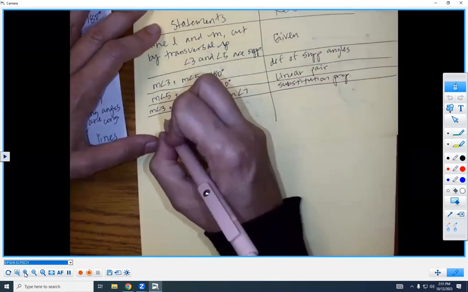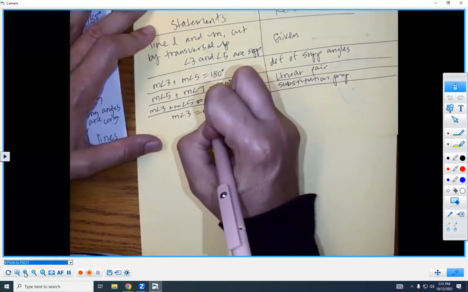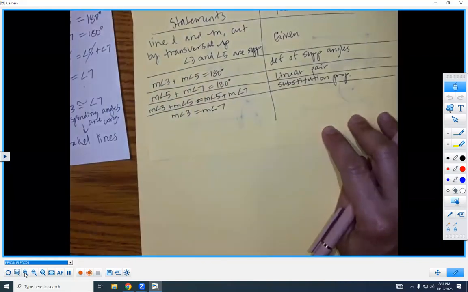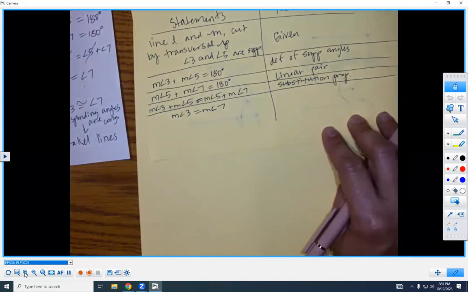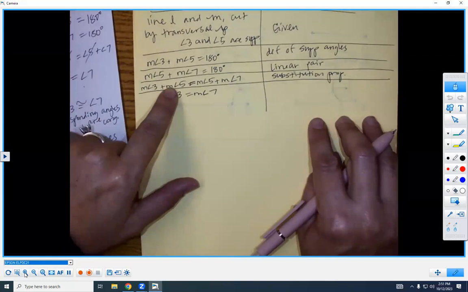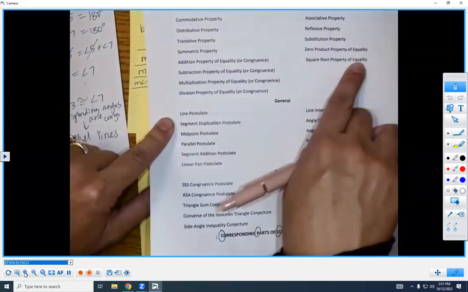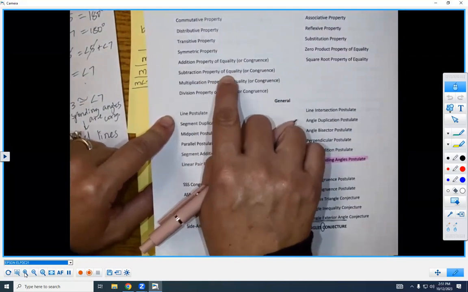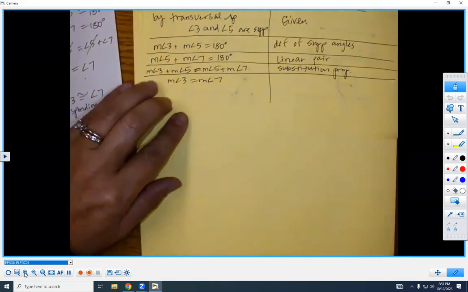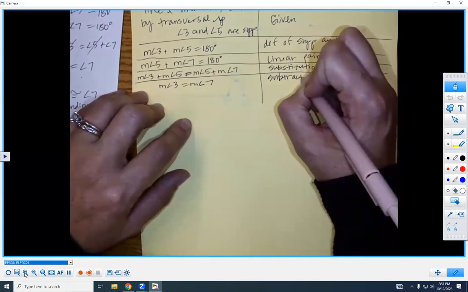And now I can get rid of the 5s and say measure of angle 3 equals measure of angle 7. How do I say that? Or why do I say that? Subtraction property of equality. I subtracted it from both sides.